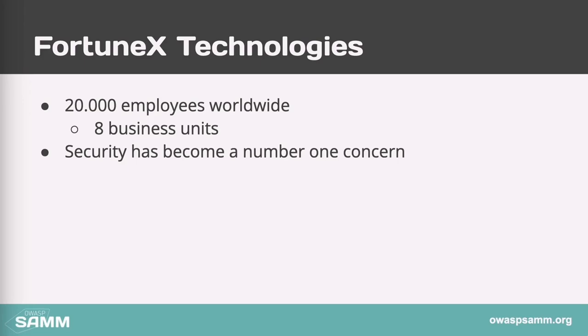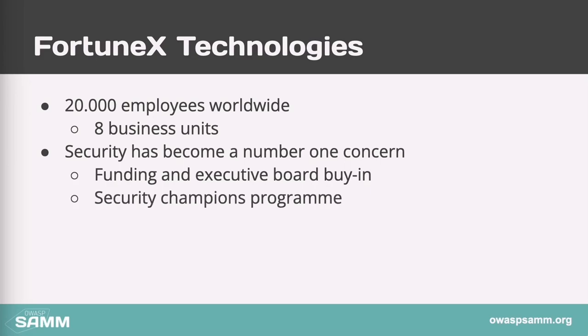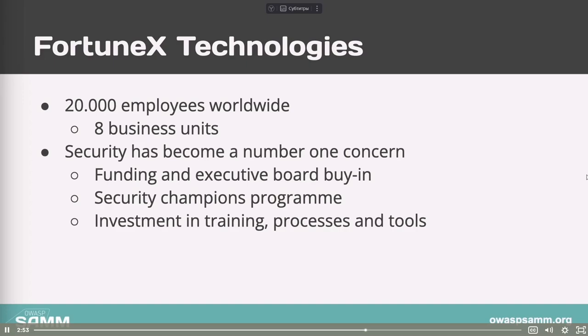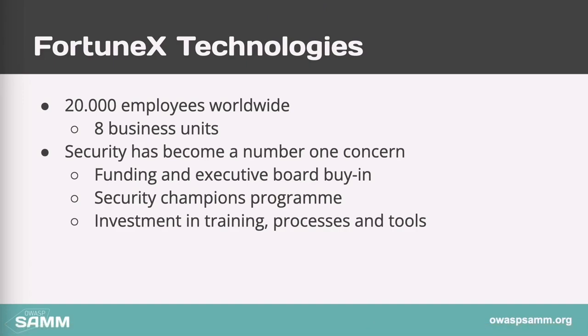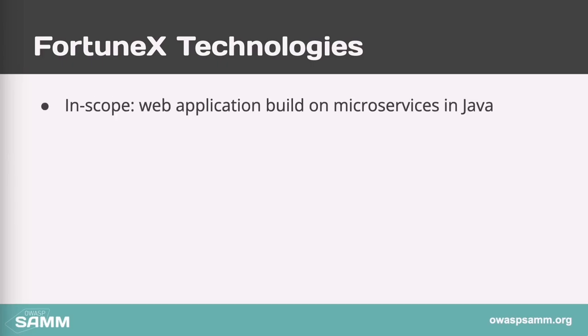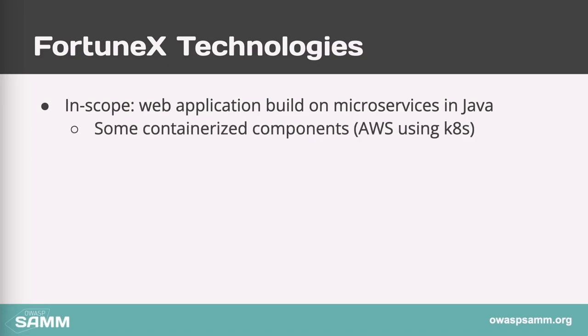The second case study is FortuneX Technologies. It has 20,000 employees worldwide and 8 business units, and security has become a number one concern, which is not really surprising at all. There is funding and executive board buy-in for this. There is a security champions program in place, and there is quite some investment in training, processes, and tools.